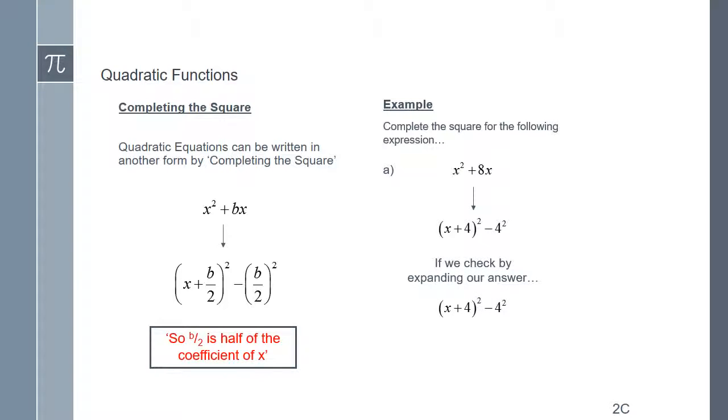Let's check again. x squared plus 8x plus 16 minus 4 squared is x squared plus 8x. That's completing the square.